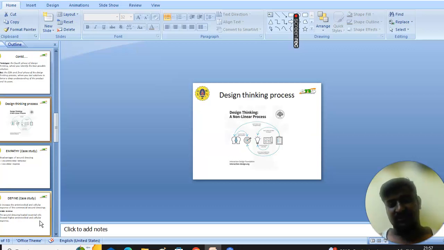This is the schematic representation of the design thinking process, which clearly indicates that it is an iterative process. We can come back to the previous stage at any point.